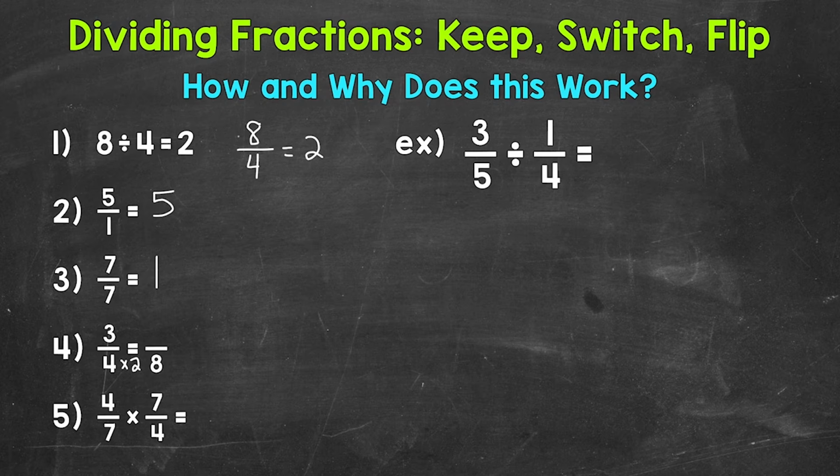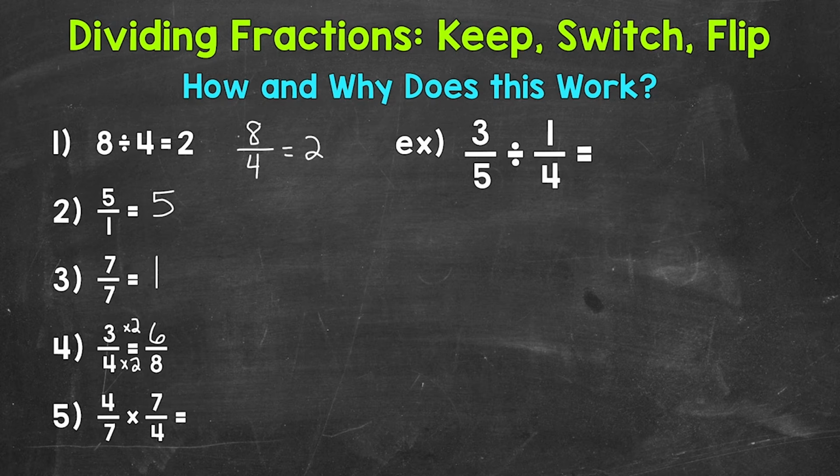Now, whatever we do to the bottom, we must do to the top in order to keep this equivalent. So 3 times 2 gives us 6. So 3/4 is equivalent to 6/8. Both of these fractions have the same value. So we need to understand equivalent fractions.